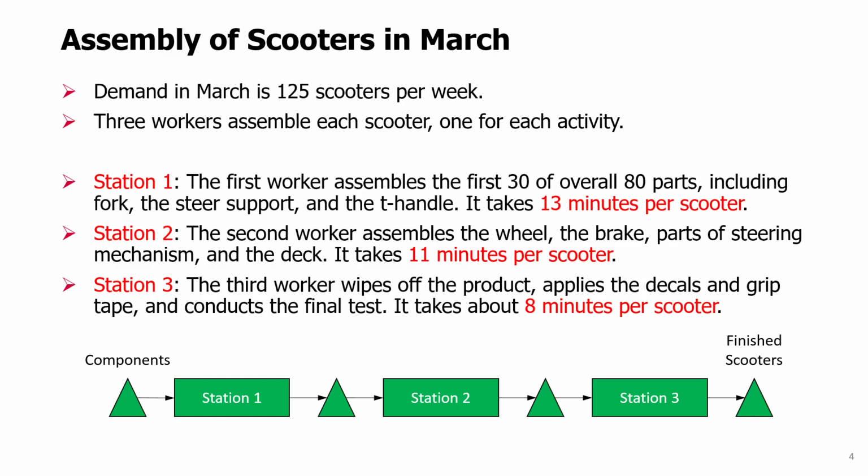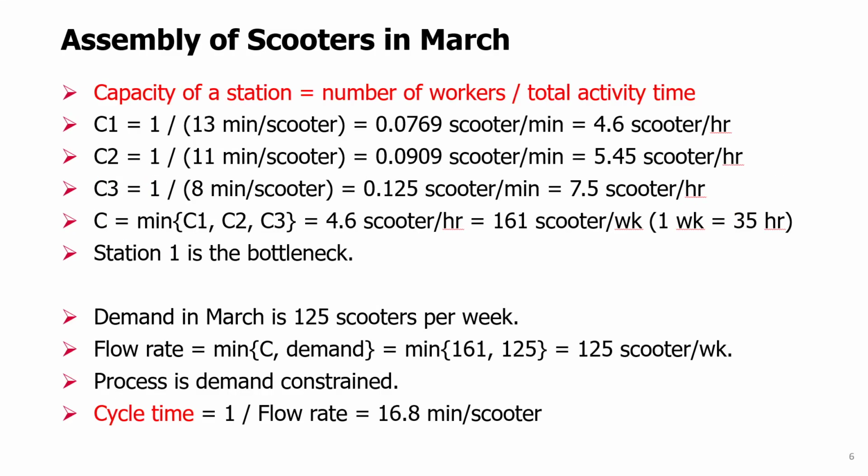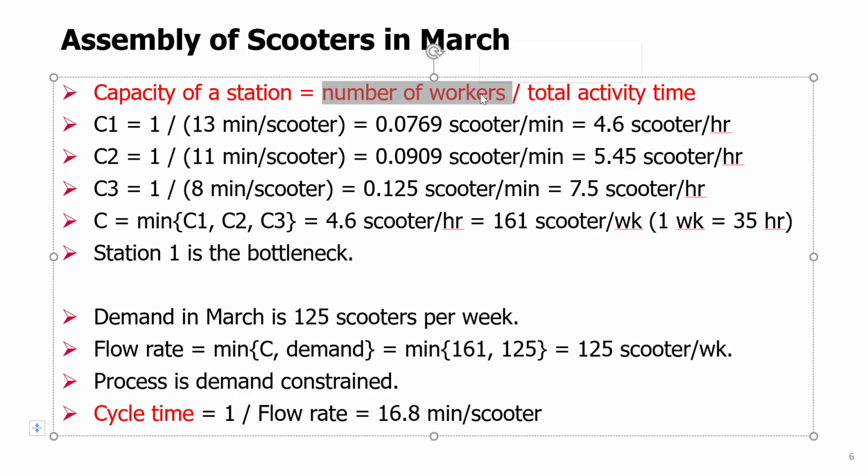Assembly. Now, in the assembly line, we are still interested in finding out what's the capacity of this assembly line, how quickly this assembly line can produce scooters. So we can do our analysis as we did before. We can basically say what's the capacity for each station, and we can calculate it as number of workers per total activity time for one scooter, right?